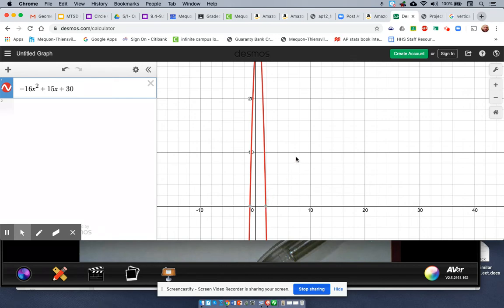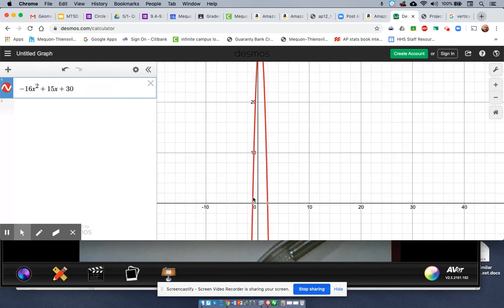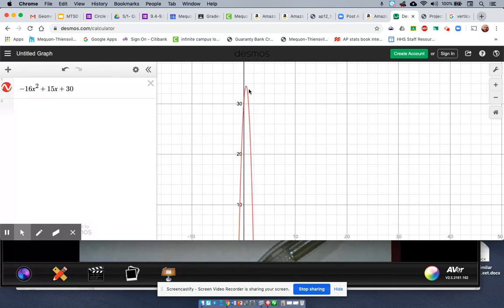0. Let's do a couple other checks. And by the way, this part of the parabola doesn't really mean anything because the ball started up here on the top of Homestead. Let's see. If I click up here, it'll give me the maximum.